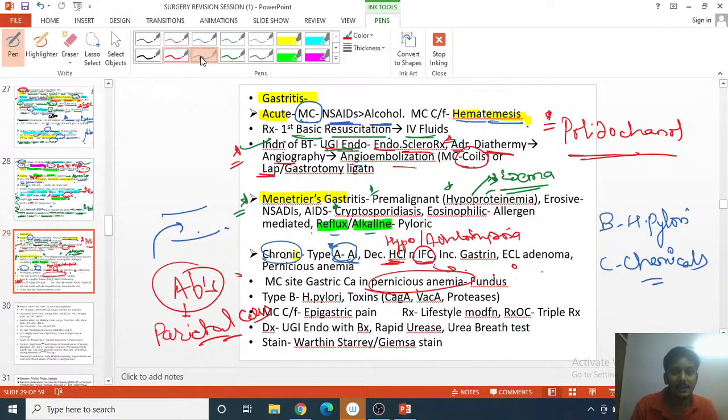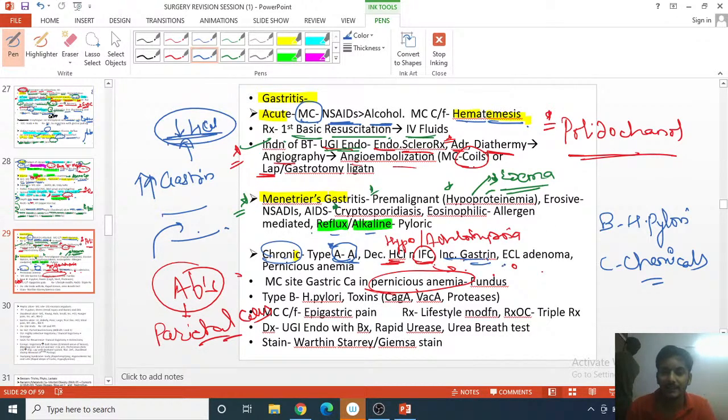Then increased gastrin would also be there. As HCl is secreted less, I have already explained this to you in physiology. जब HCl production के लिए कौन stimulate करता है? Gastrin stimulate करता है. As HCl is less in this condition, gastrin would be secreted in excess. So there would be increased gastrin levels.